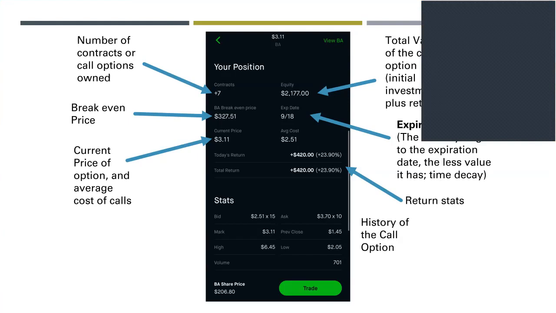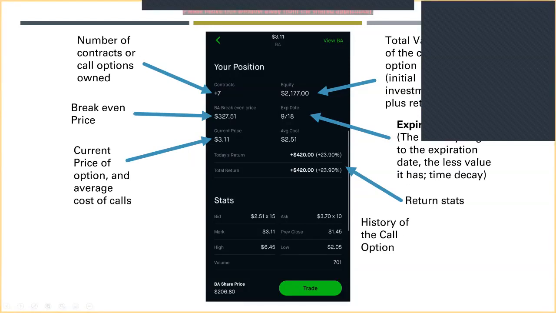Okay, so 100 shares, where that comes from is that whenever you purchase a contract, a call option, you have to purchase 100 shares. It's not optional whether you just purchase one share because it's a contract. So right here, 7 contracts means I'm actually controlling 700 shares of Boeing. So pretty much, one contract equals 100 shares.